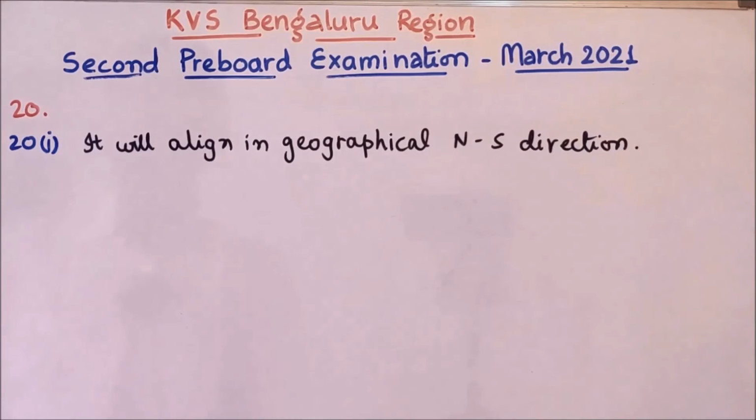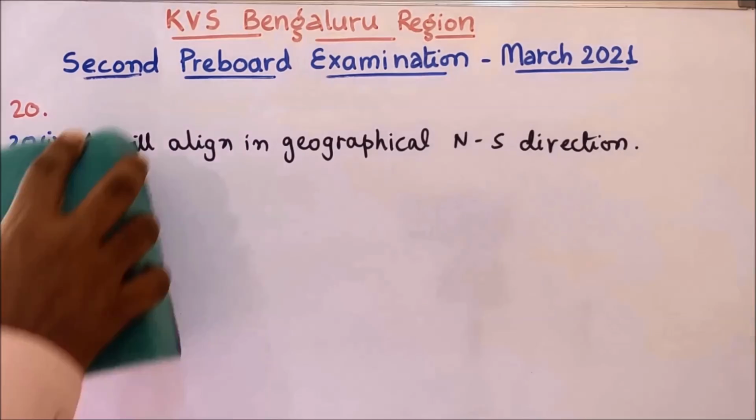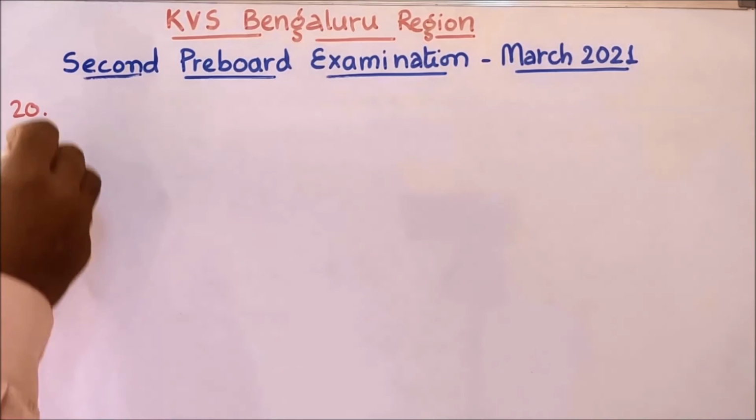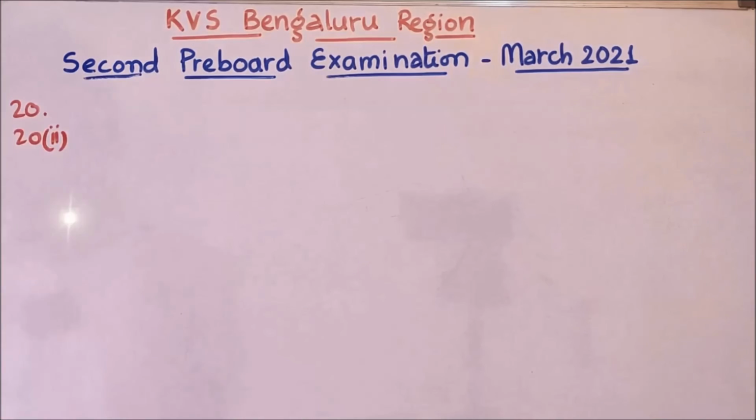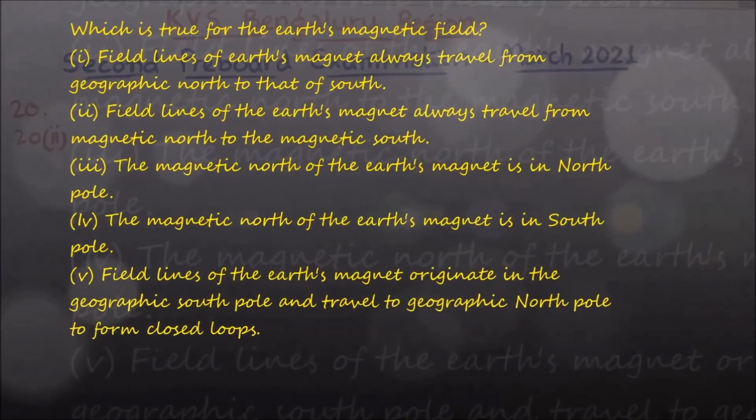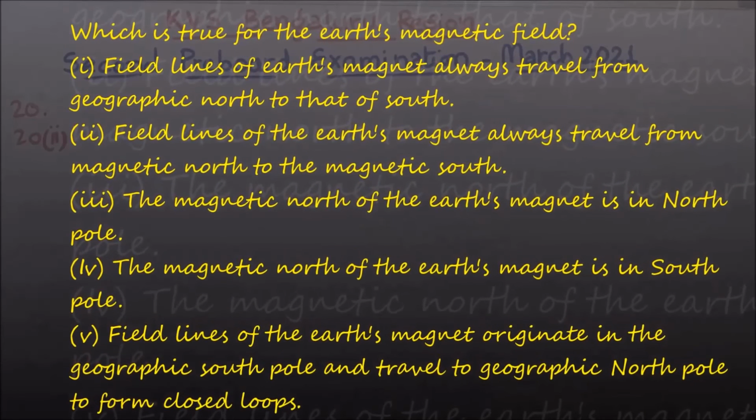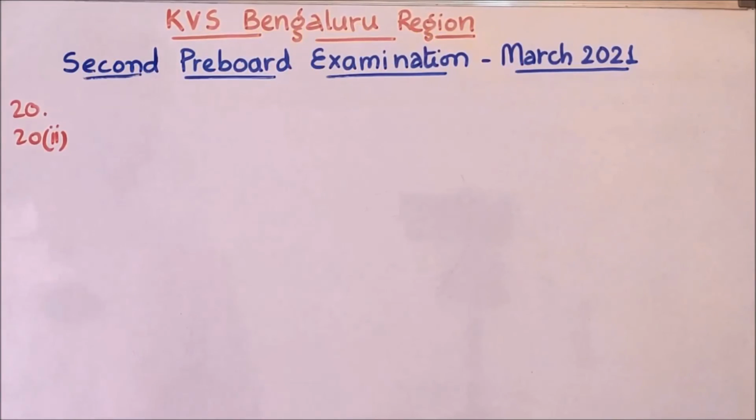Next question. 22. Which is true of the Earth's magnetic field? 1. The field lines of Earth's magnet always travel from geographical north to that of south. 2. Field lines of Earth's magnet always travel from magnetic north to the magnetic south. 3. The magnetic north of the Earth's magnet is in the North Pole. 4. The magnetic north of the Earth magnet is in the South Pole. 5. Field lines of the Earth's magnet originate in the geographical South Pole and travel to the geographic North Pole to form closed loops. Now I will show you the diagram again.